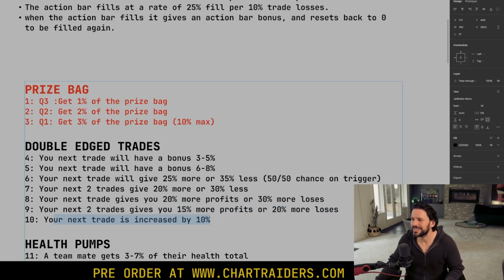So this is just a flat ratio. So it's interesting because this is kind of like double-edged trades. It could be really good or really bad for you, hence the name double-edged trades.